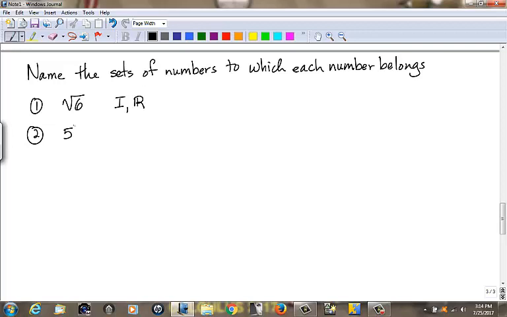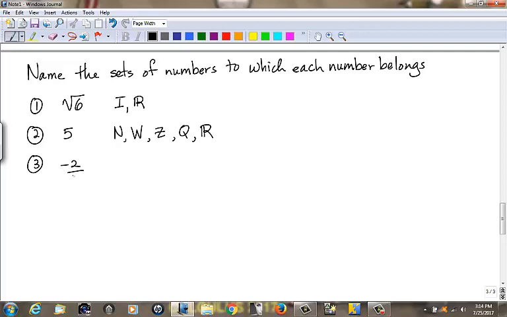5 would fit into the natural numbers, and you can work your way up. If it's a natural number, it's also a whole number, it's also an integer, it's also rational, and it's also real.